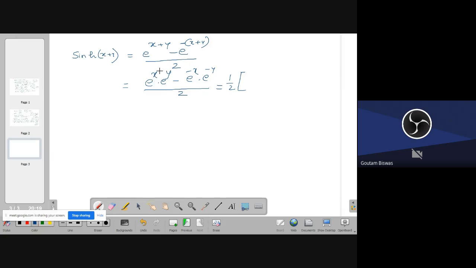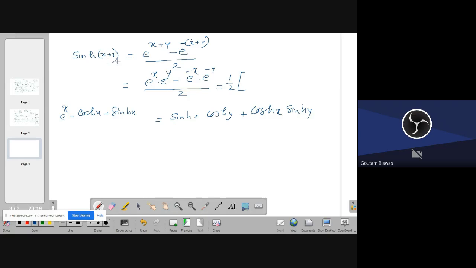Now, what is the value of e to the power x? You know, e to the power x is equal to cos hx plus sin hx, as I have shown in the beginning. So you can write it here, e to the power y, and here also you can write it. Okay, so do this and simplify it, you will get the result: sin hx cos hy plus cos hx sin hy.